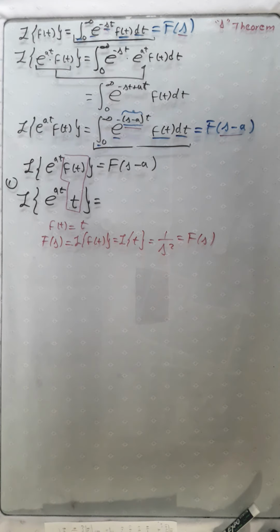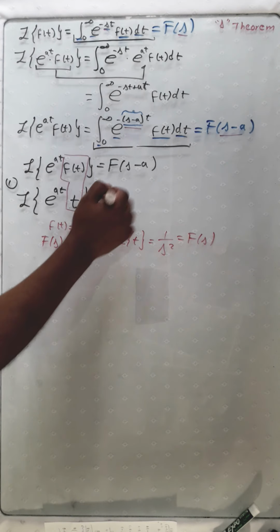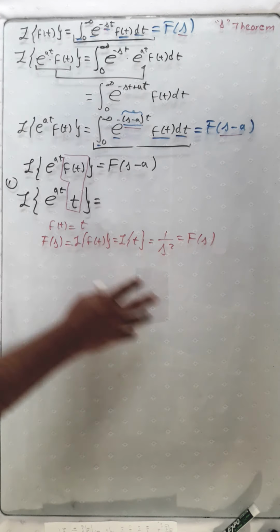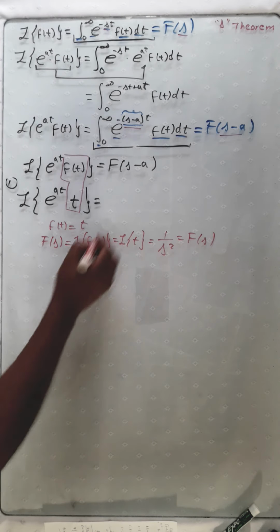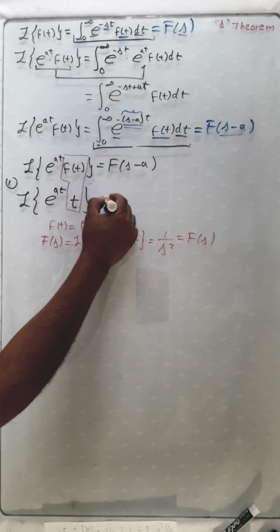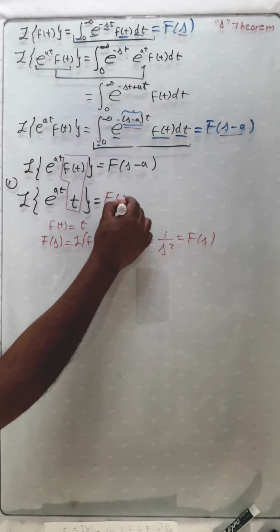Okay, so the Laplace transform of this is, according to this, going to be F of s minus a. So if this is F of s, all we have to do is make the evaluation at s minus a. So this is F of s minus a.